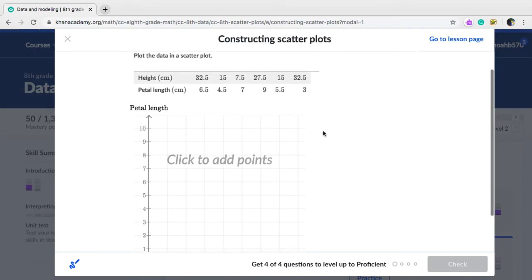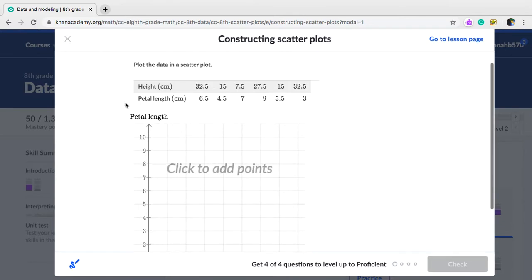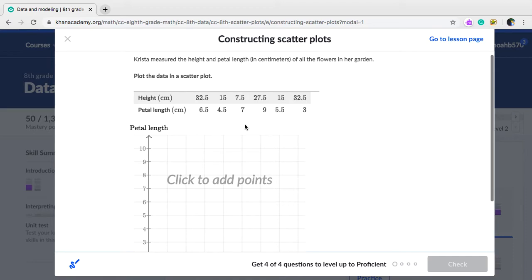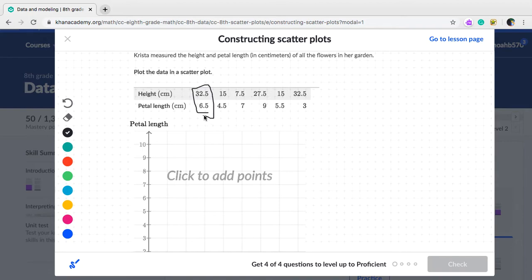So if you don't know how to work an X and Y chart, I think you should learn that first before you start on scatter plots, because this is basically kind of like coordinates. And here, let me give you an example of what this one is, 32.5 and 6.5. If you put them in brackets, like the coordinates in linear equations and all that.